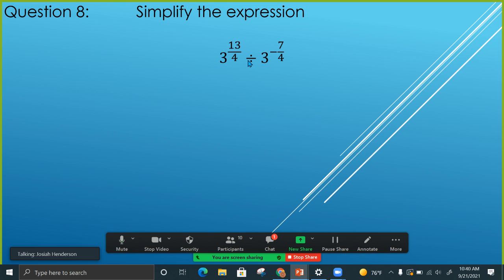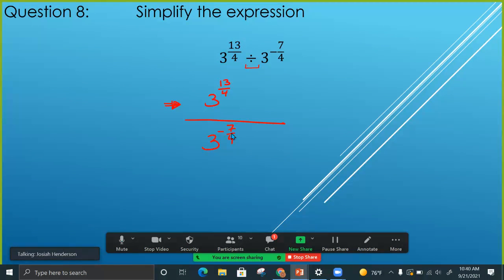So I can deal with this divided. I know what that means, right? It's the first item divided by the second item. So let's rewrite it that way to start. Maybe it'll become a little clearer what we're looking at. So the whole first item, exponents and all, divided by the second item, 3 to the negative 7/4. Look, they're both out of fourths, 13/4, 7/4. So that's good for us. That means that we can add and subtract those fractions pretty easily.